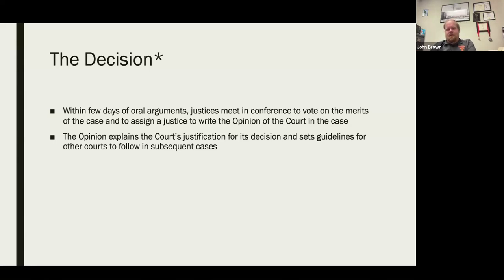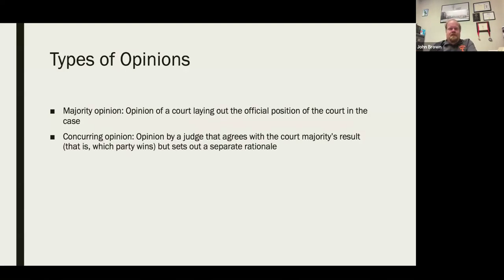These are written, but they aren't released until the end of the court's term. So usually these are kept a very tight secret for months at a time. They rarely ever get leaked ahead of time. The only time I can think of that this has happened was the Dobbs decision, which overturned Roe versus Wade. It got leaked before it actually came out, before it was made official.